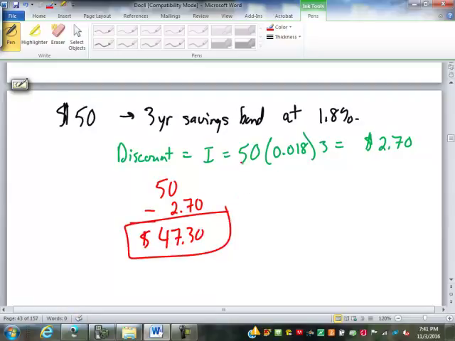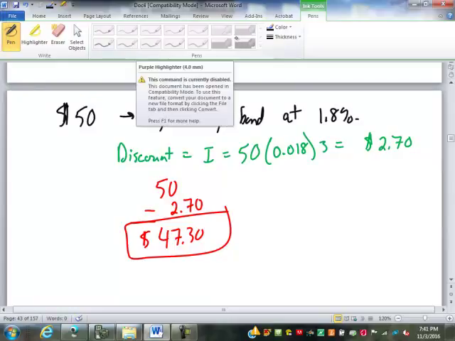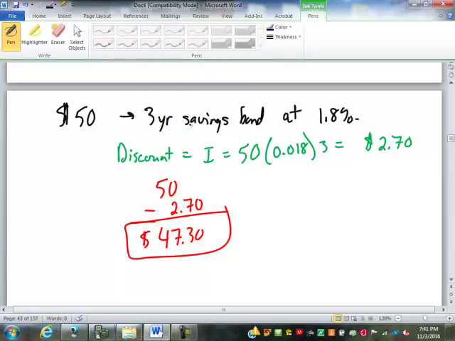Now most savings bonds are not 3 years. Usually they're 5, 10, 15 years. So you get a bigger discount. I think they're like 0.9% or something like that. But 0.9% comes out to like 90 cents.